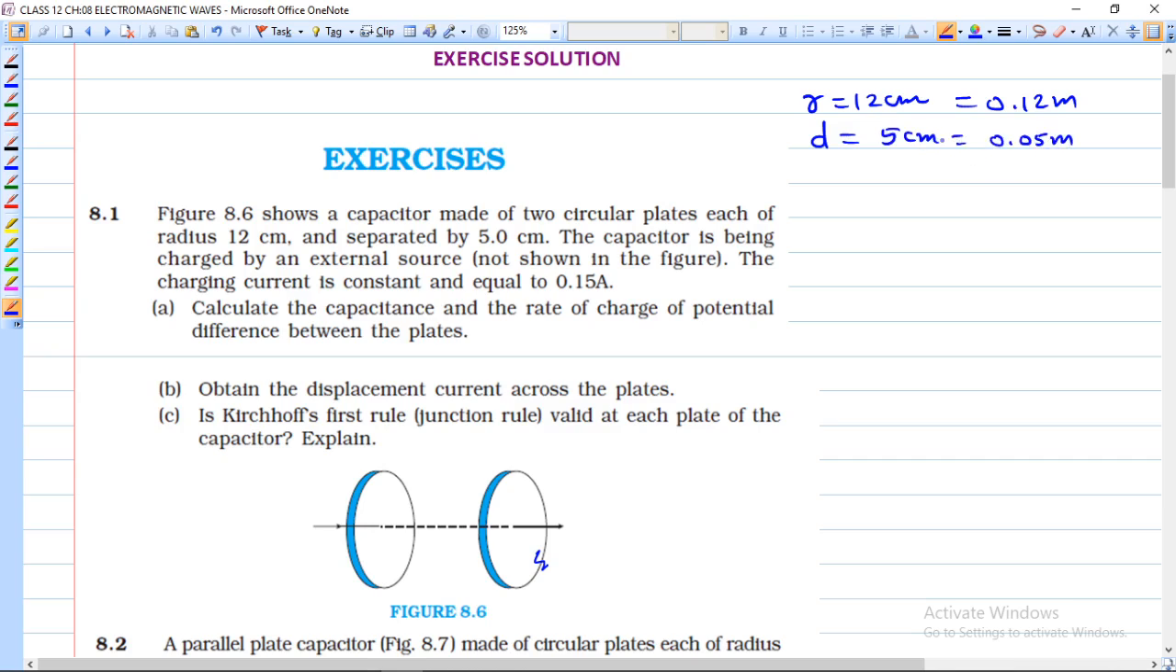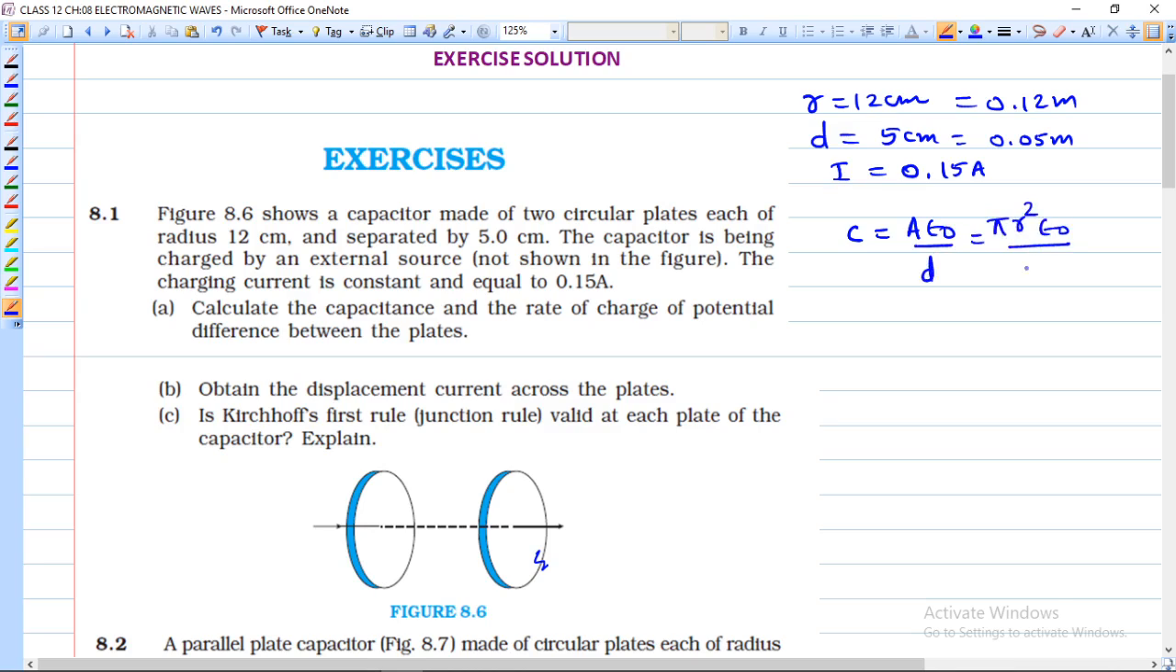The capacitor is being charged by an external source not shown in the figure. The charging current is constant and equal to 0.15 ampere, sorry, so this is the current, 0.15 ampere. Calculate the capacitance and rate of change of potential difference between plates. So first of all, let us calculate capacitance. C equals A epsilon 0 upon D. Now, A means what? Pi r square.